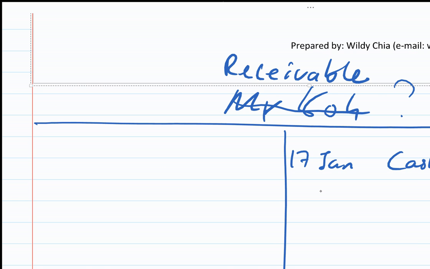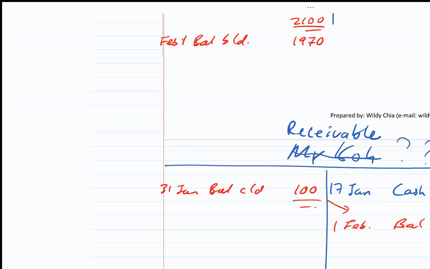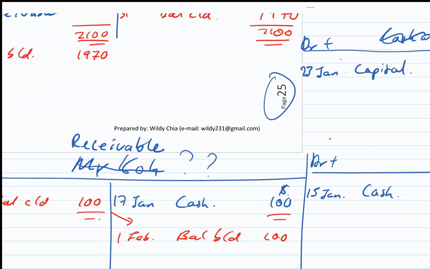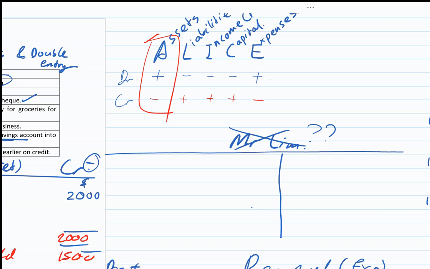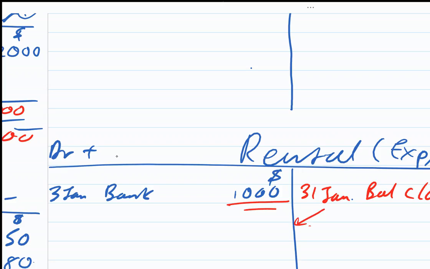Receivable 100. So then to balance you need 100. 31st of January, balance carried down, and then you bring down 1st of February, balance brought down 100, and done. Easy. Let's come to the next account. Rental, do the same. Rental 31st Jan, balance carried down, sorry, not brought down, carried down 1,000. And what do you need to do next? Bring over 1st of Feb, balance brought down 1,000. Getting very simple.